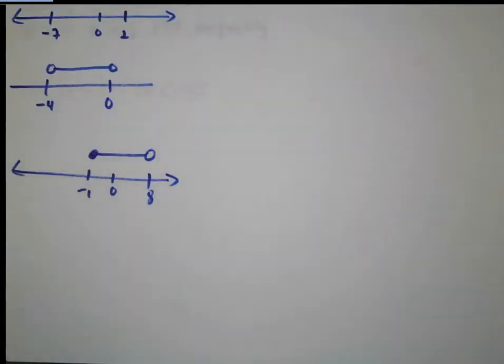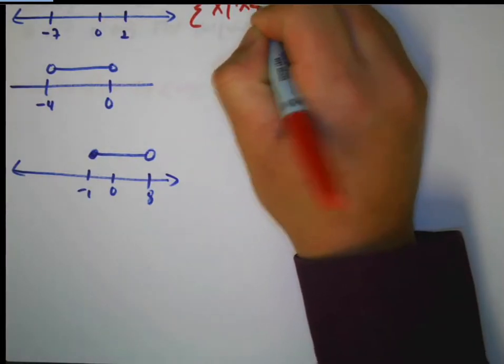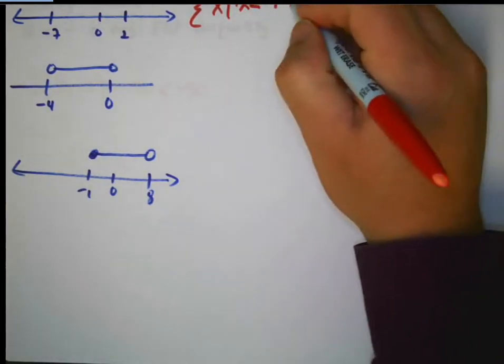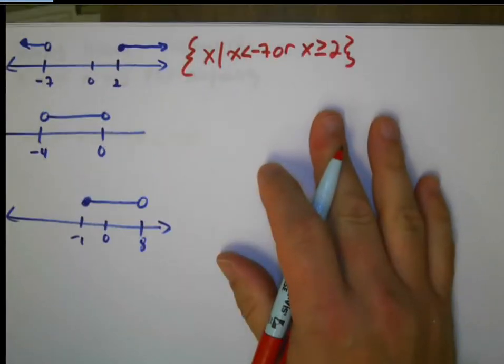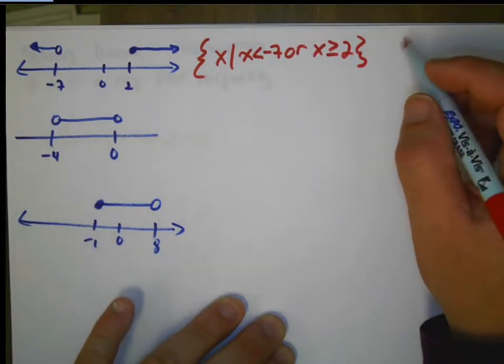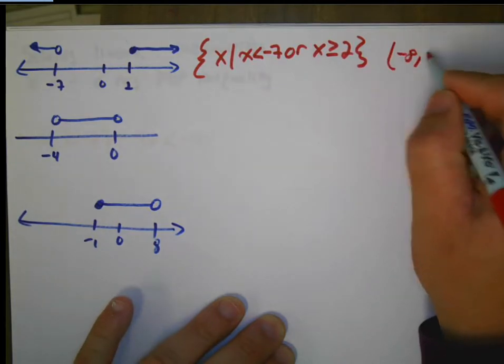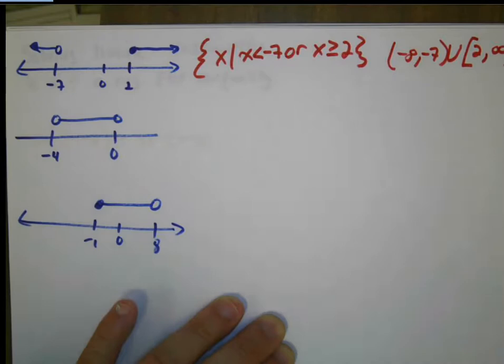A couple more examples with those because I know that it's kind of weird. So let's look at the next one. This guy is again a compound inequality. This is an or. So we use a squiggly bracket, x such that x is less than -7 or x is greater than or equal to 2. And so in interval notation, this would look like negative infinity to -7, union, bracket 2, comma, infinity with the parentheses.